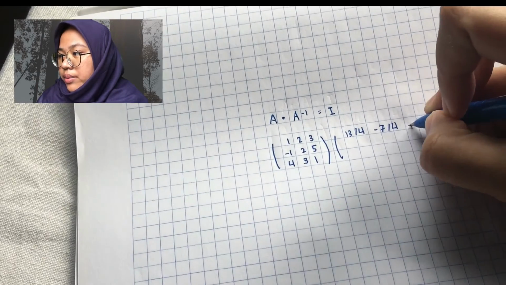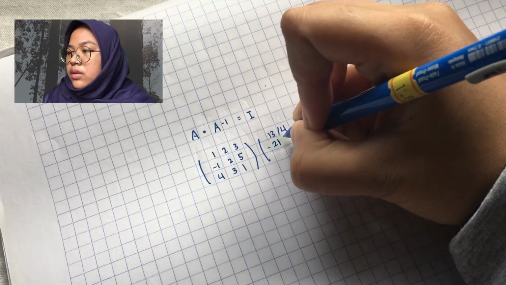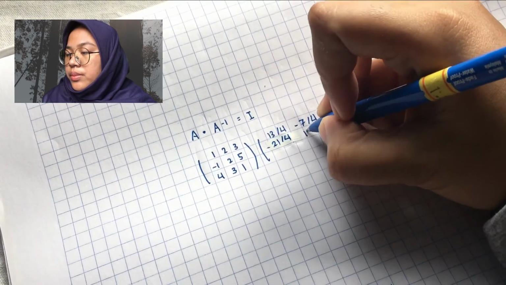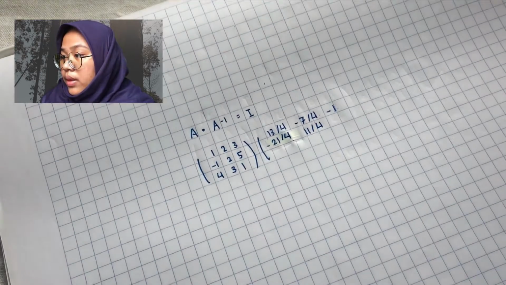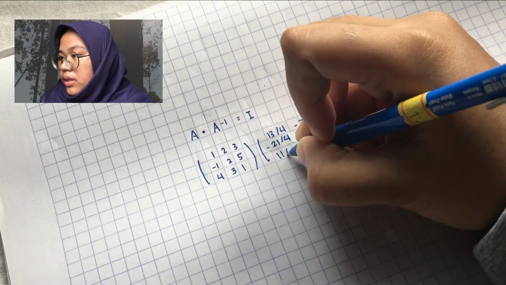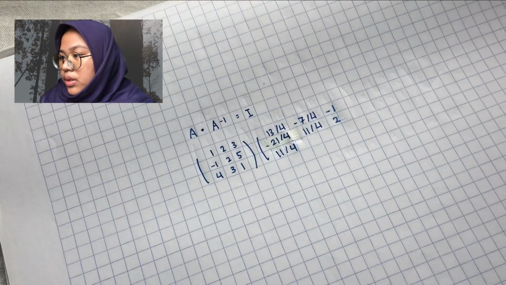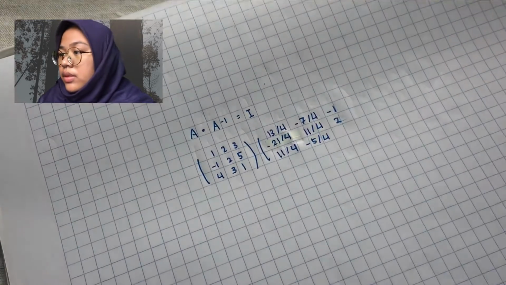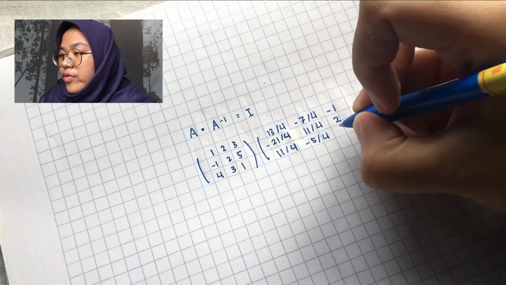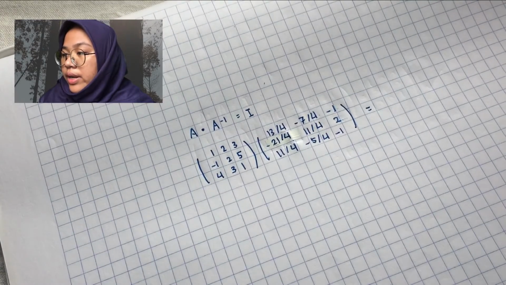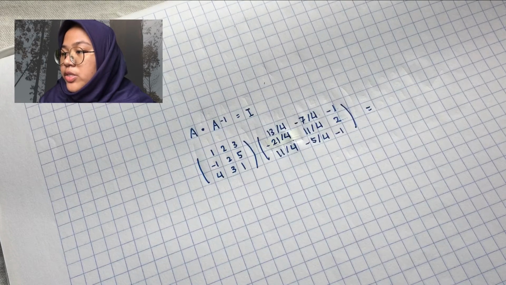negative 1, negative 21 over 4, 11 over 4, and then 2, 11 over 4, negative 5 over 4, negative 1 equal to, so the product of both will become identity matrix.